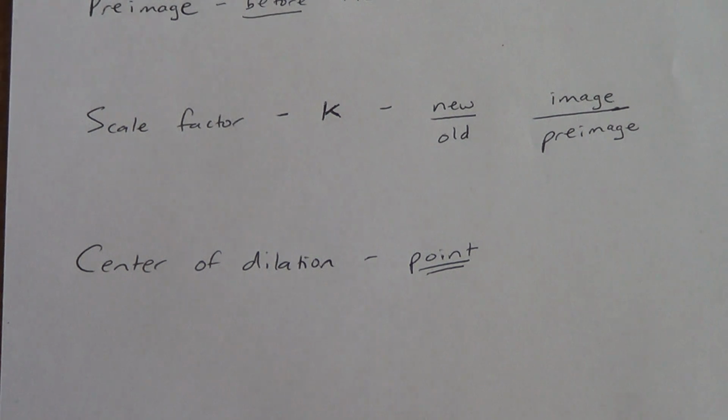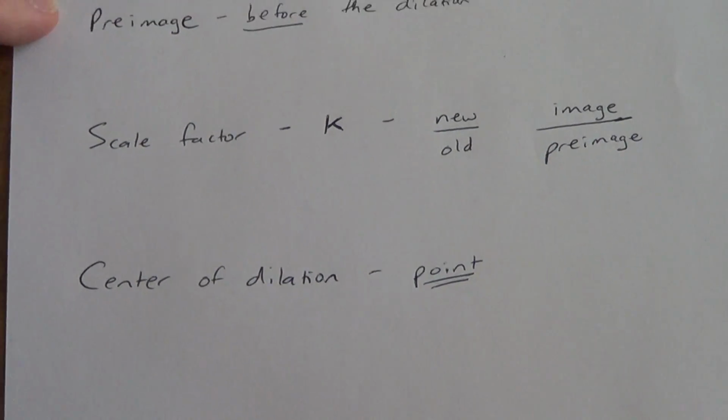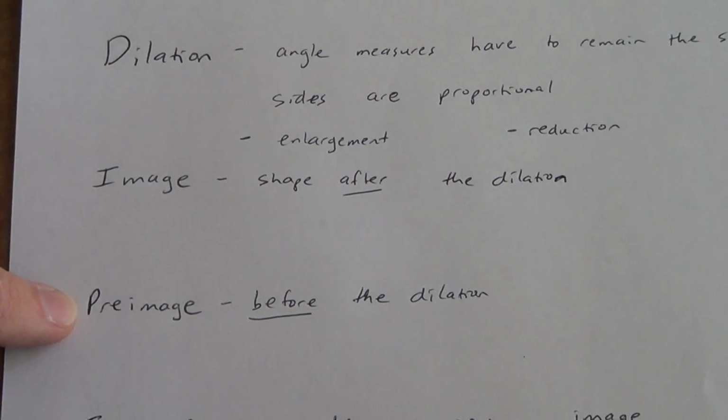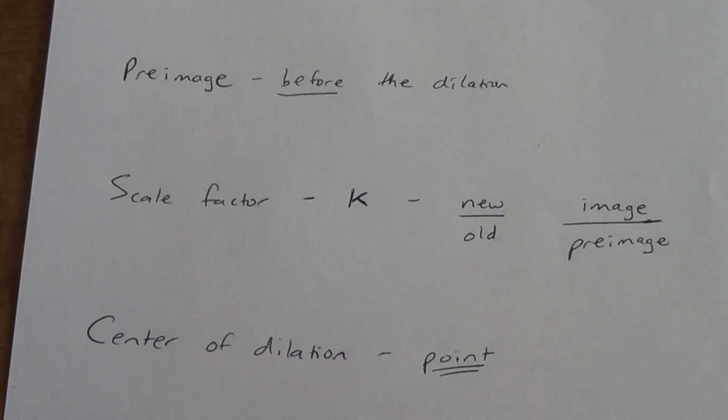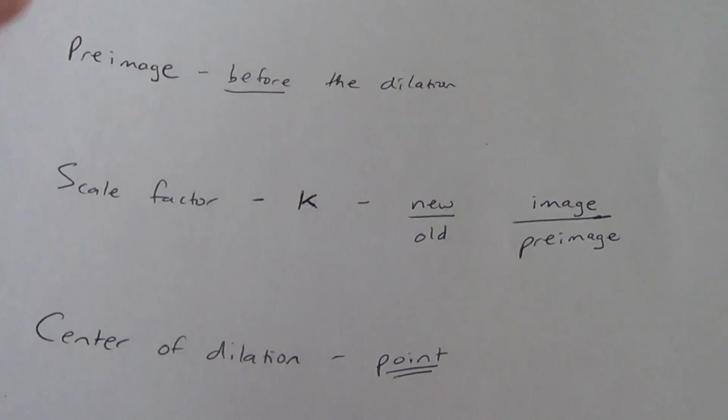All right. So those are some terms you need to understand. Dilation, image, pre-image. And then scale factor and center of dilation. All right. That's it for the terms. Not real tough. Okay. Let's get into some examples. Okay. So the first one now.